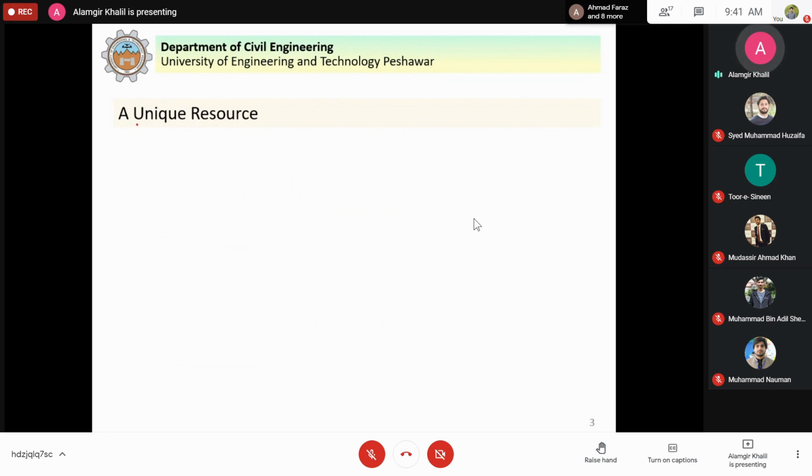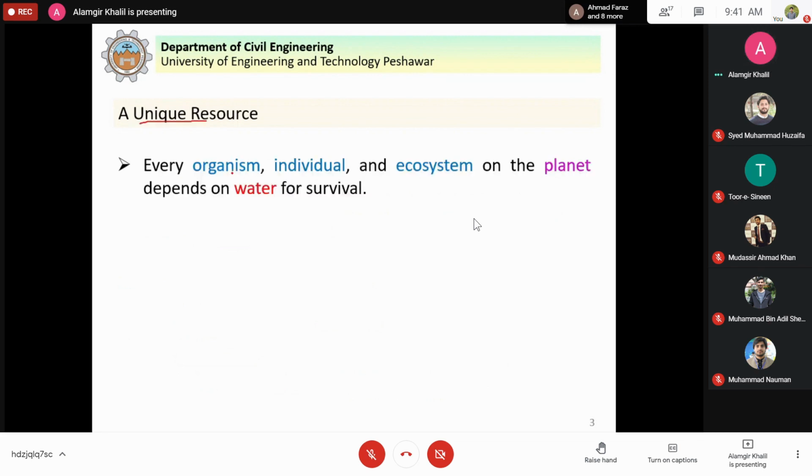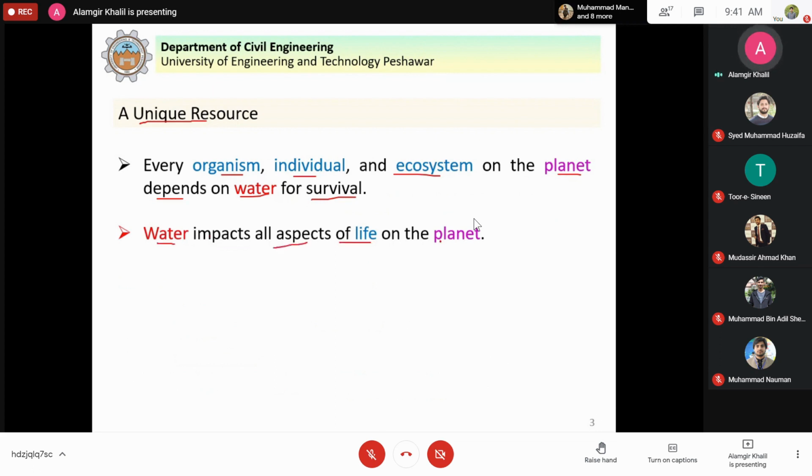A unique resource. Every organism, individual, and ecosystem on the planet depends on water for survival. Water impacts all aspects of life on the planet. You see that we use water for drinking, for cooking, for washing, for agriculture purposes, for hydropower production. So water impacts all aspects of life on the planet.